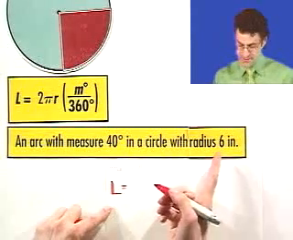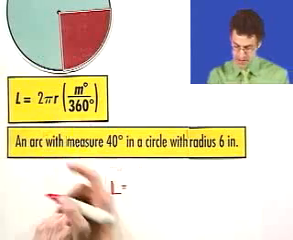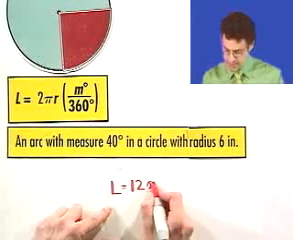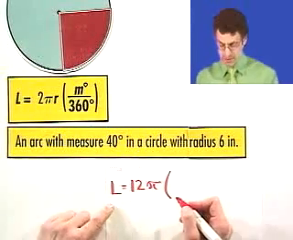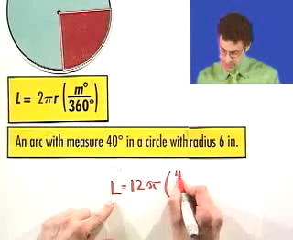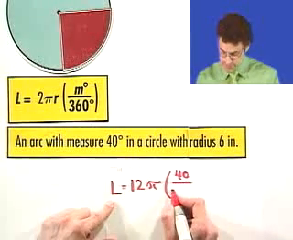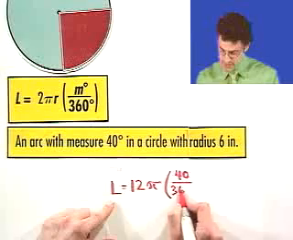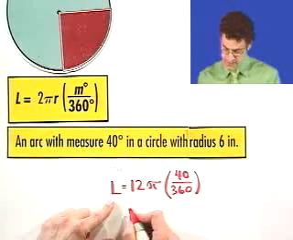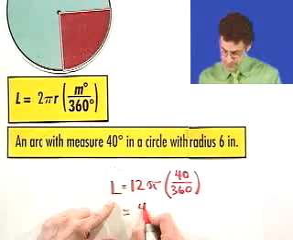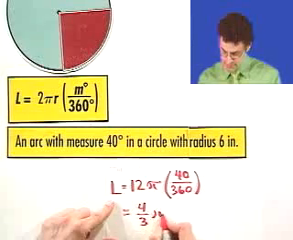that we have a radius of 6, so I have 2 pi times 6, which is 12 pi, times, now I've got to figure out the appropriate ratio, which is going to be 40 divided by 360. And so what does that work out to be? Well, that works out to be 4/3 pi.